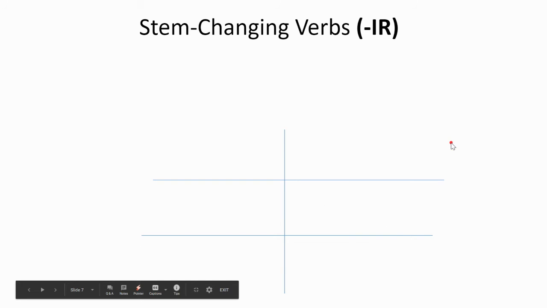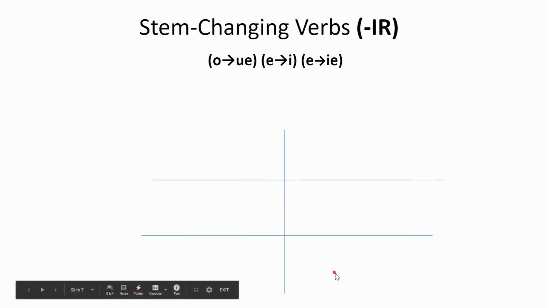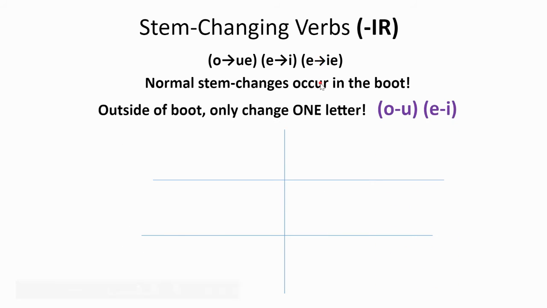In contrast, we have stem changing verbs that end in IR. Here you're going to have the same repeated stem changes that you have in the present tense inside the boot, but what happens outside the boot is going to be different. Outside of the boot, you're only going to get a one-letter shift, okay, from O to U or from E to I. These are the same irregular patterns we looked at with nosotros commands, so this should look somewhat familiar, but it's always good to review.